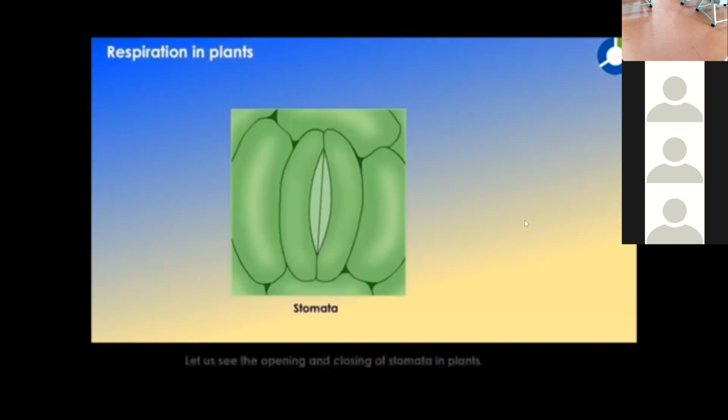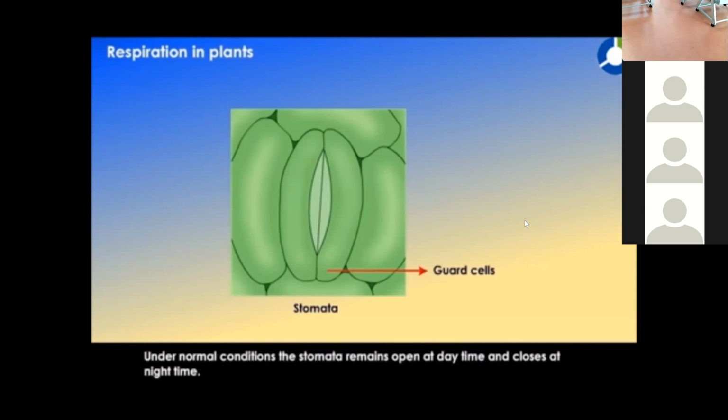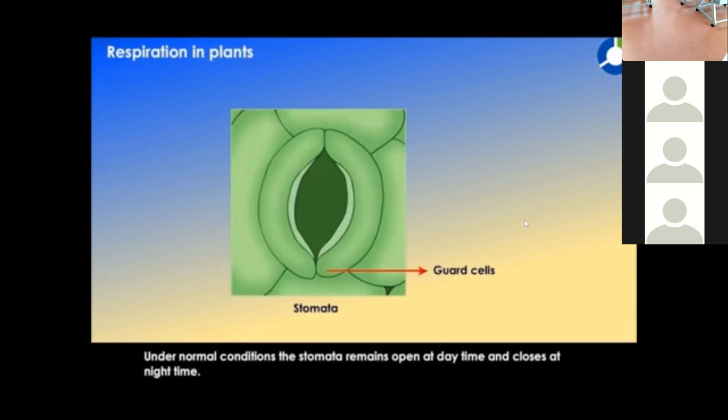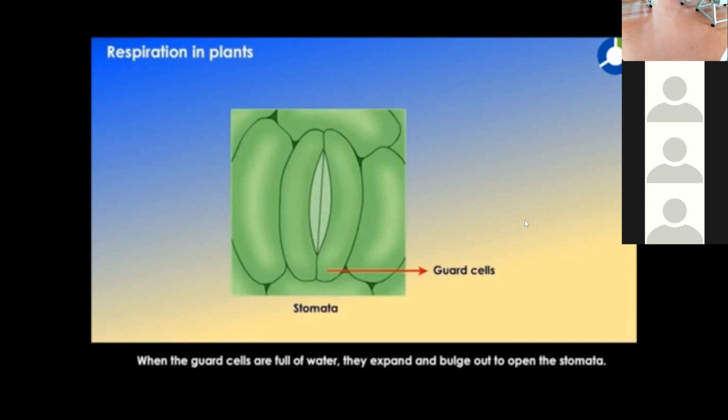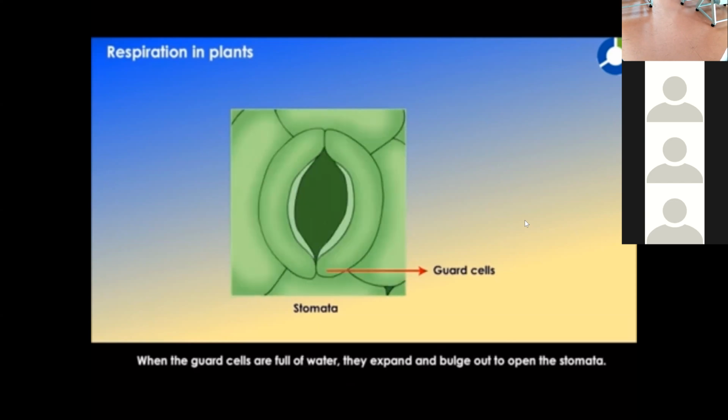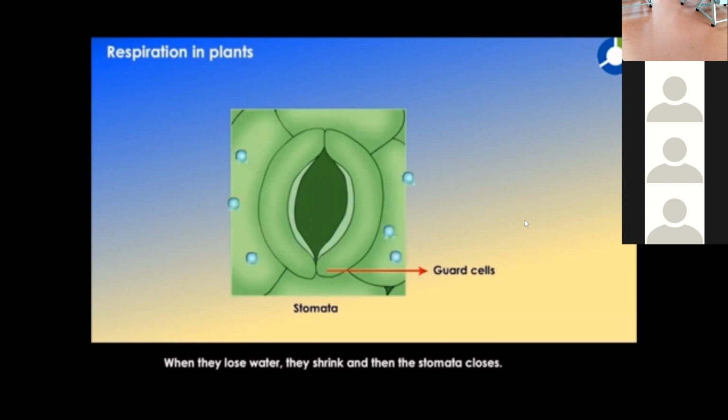Let us see the opening and closing of the stomata in plants. The guard cells regulate the opening and closing of the stomata. Under normal conditions, the stomata remain open at daytime and close at night time. When the guard cells are full of water, they expand and bulge out to open the stomata. When they lose water, they shrink. Then the stomata closes.